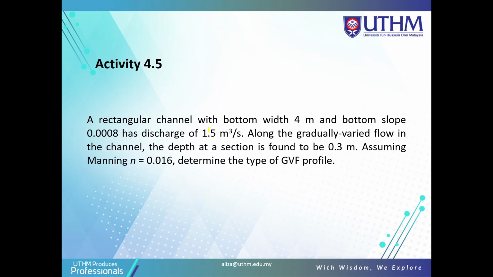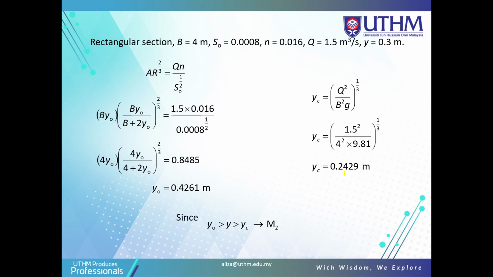Okay, so activity 4.5. A rectangular channel with bottom width 4 meter and bottom slope 0.0008 has a discharge of 1.5 meter cube per second. Along the gradually varied flow in the channel, the depth at a section is found to be 0.3. Assuming Manning's n, determine the type of GVF profile. So you must calculate. Now you look at this one. You must use the equation in chapter 2 to find the y naught first.